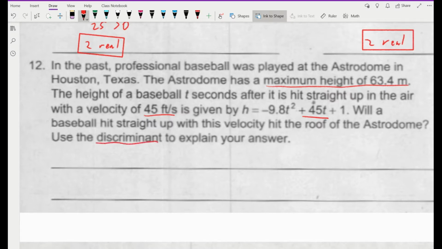Well, how do we use the discriminant? The discriminant will tell us if we can get an answer. If we get a negative discriminant, then there's no solution to this problem, which means it would not hit the roof. But we must use the height that was given. We can't just use the height equation right now because this height here is at ground level. The height is supposed to be 63.4 meters. So we'll plug in 63.4 where the h is. Let me first write the original. The height is 63.4.